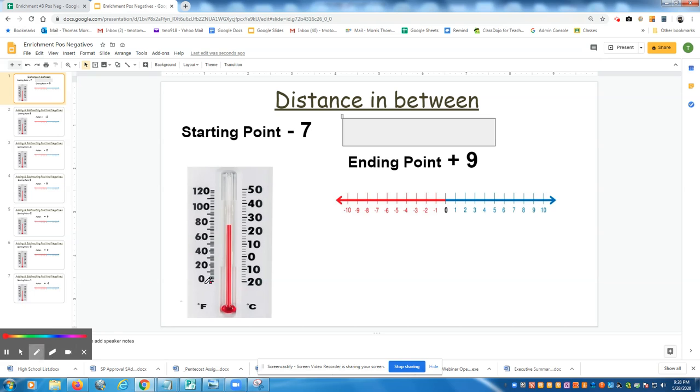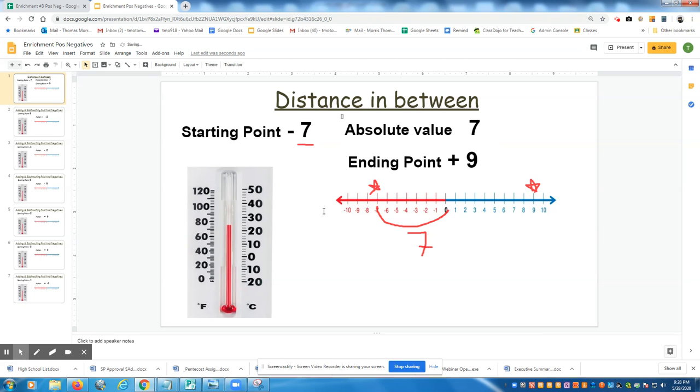So, quick review. If you start at -7 and your ending point is +9, you are finding the distance in between. We had done what was called finding the absolute value. That's to find your negative number's distance from the negative to 0. So it's always the opposite of the number, which is the absolute value. Then you add your second part, which is 0 to your ending point, 9. So the distance in between those two numbers was 16.